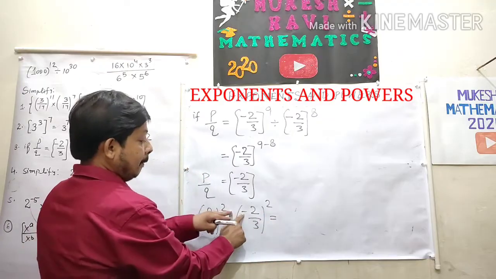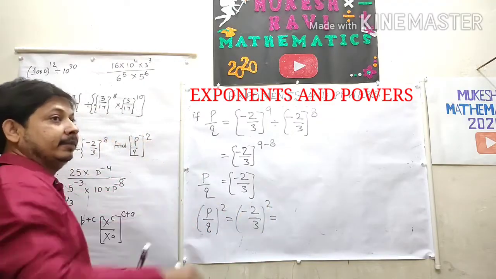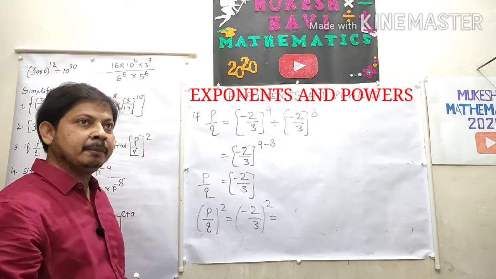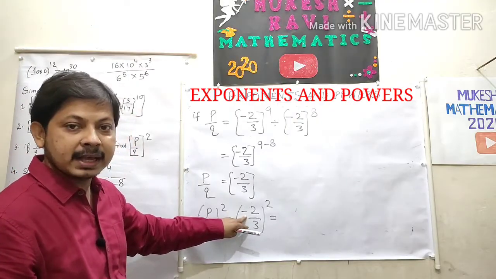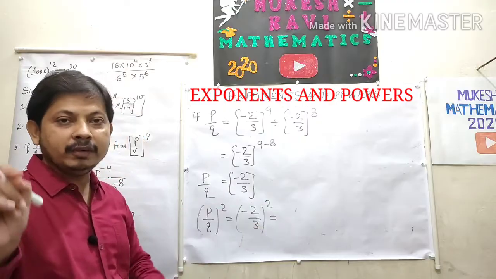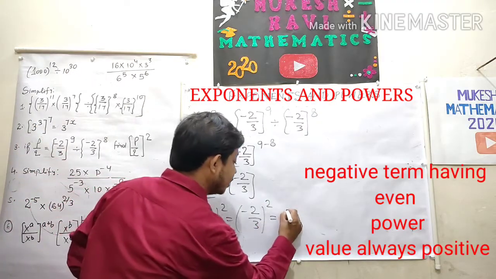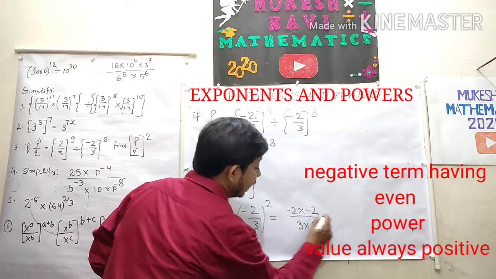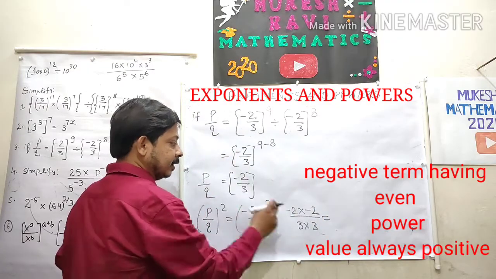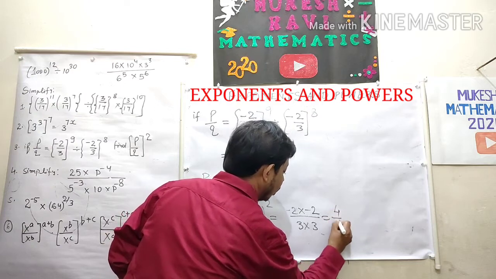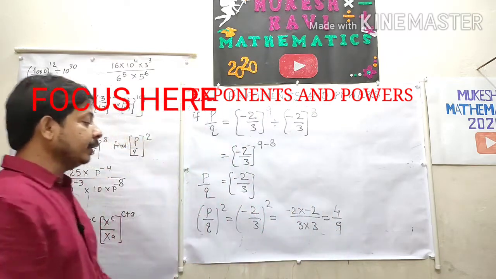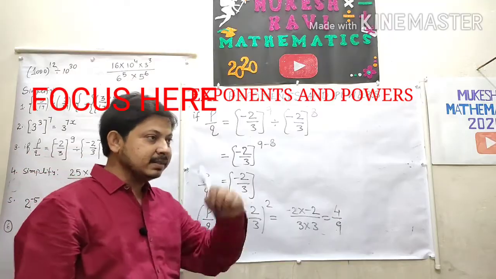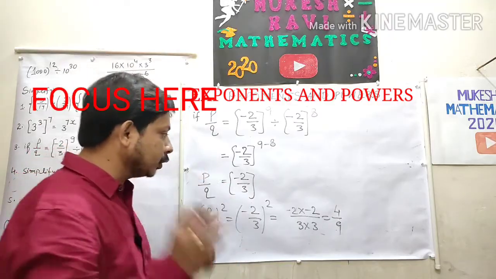So what? Minus whole square. Tentatively I have given this question. If minus occurs with an even power, if the base is minus and the power is even, it always gives plus. So this is minus 2 into minus 2, 3 into 3. No need to write minus 2 into, but I just wanted to establish minus minus plus, 4 upon 9. So whenever you have an even power and the base is negative, the value is always positive.